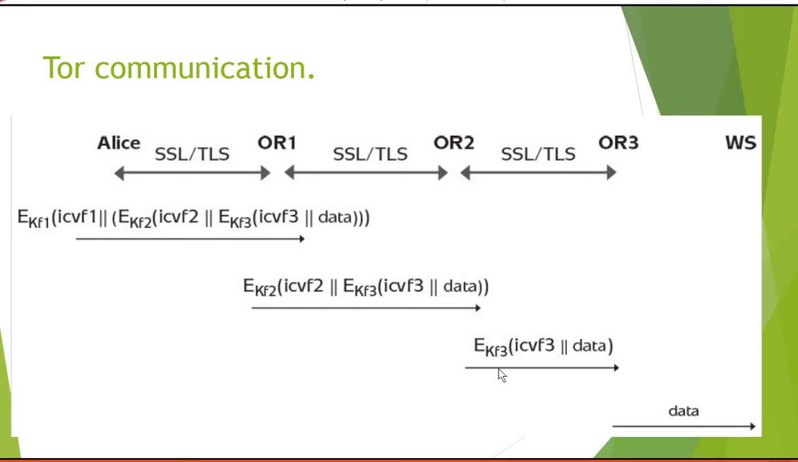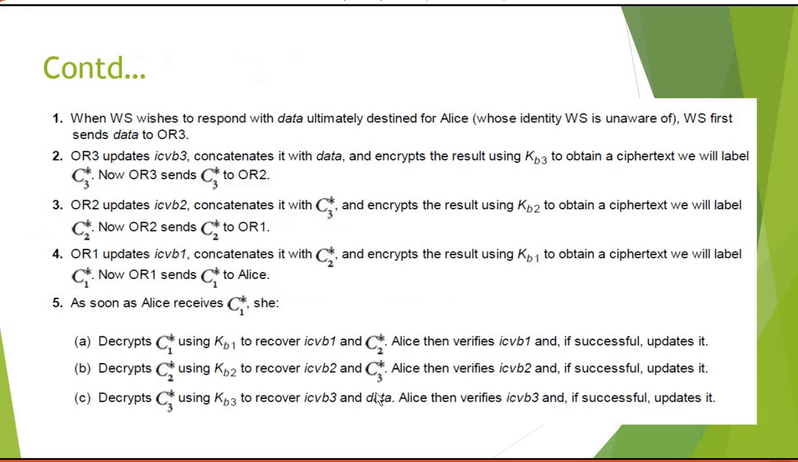This ciphertext is encrypted using the symmetric key which is known to Alice and onion router 3. So it will transfer the data and integrity check value F3. Then finally onion router 3 will send the data to the web server. Okay, this is the way the Tor tool works. The same thing is explained here.